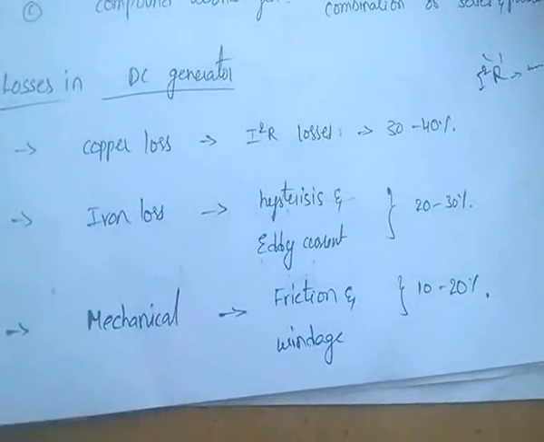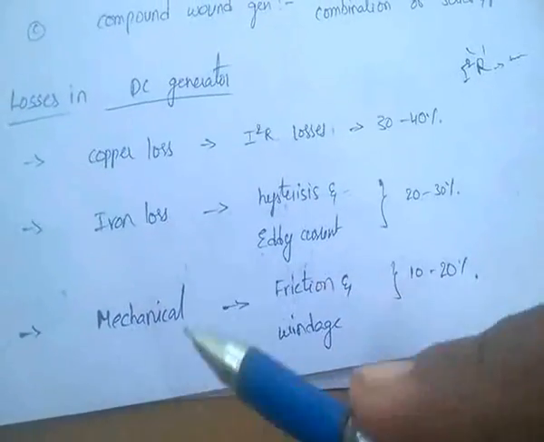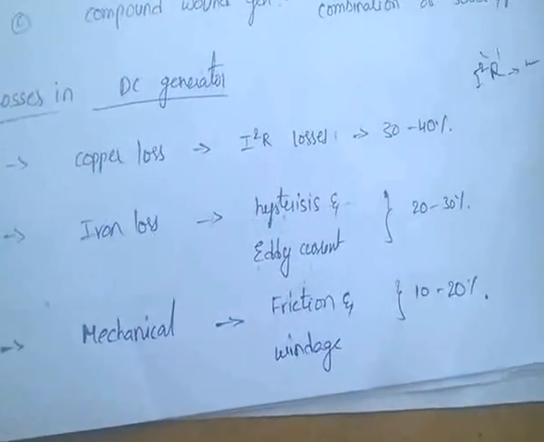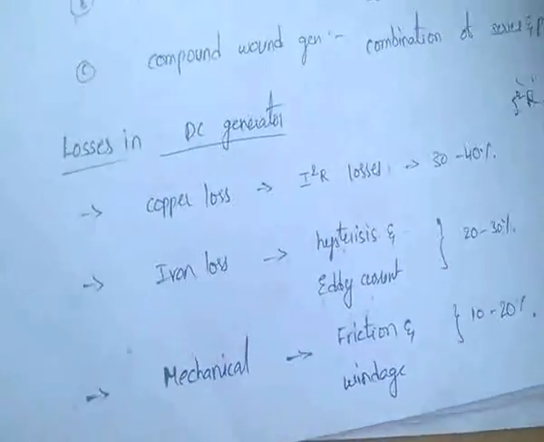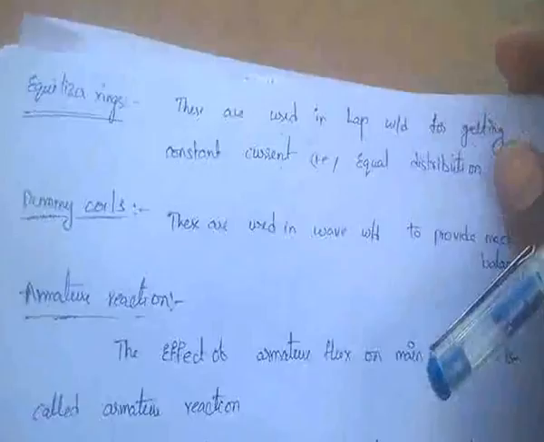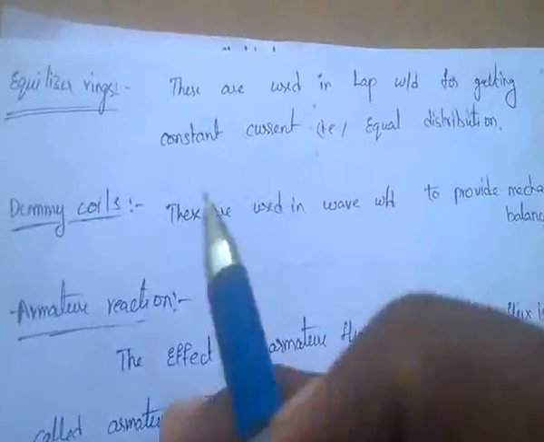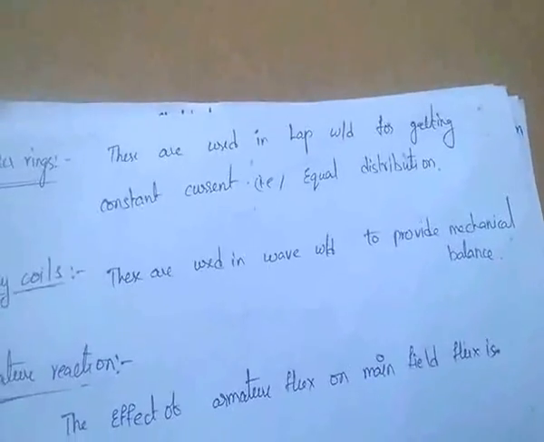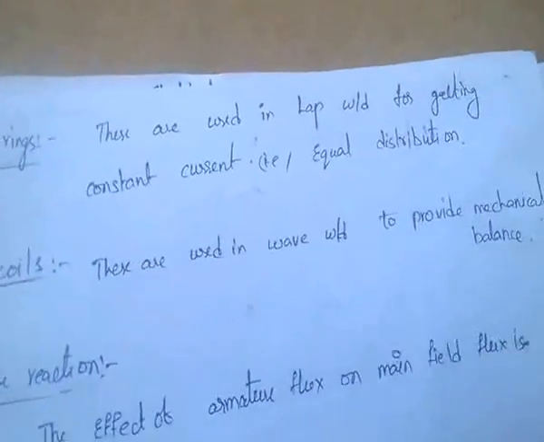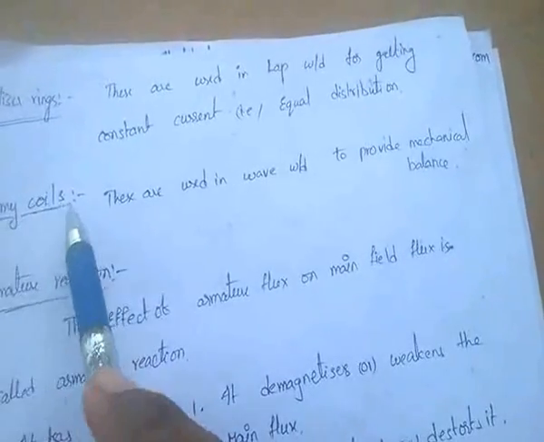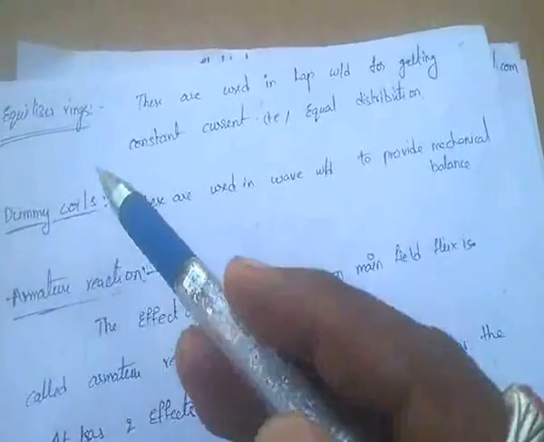Next, mechanical losses, that is frictional and windage losses. Whenever the machine rotates, some frictional losses occur. These are 10 to 20%. And some important parts regarding DC generators are equalizer rings. I already told about equalizer rings. They are used in lap winding for getting equal distribution. And dummy coils. These are used in wave winding to provide mechanical balance.